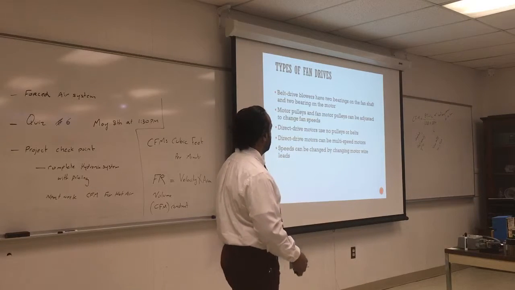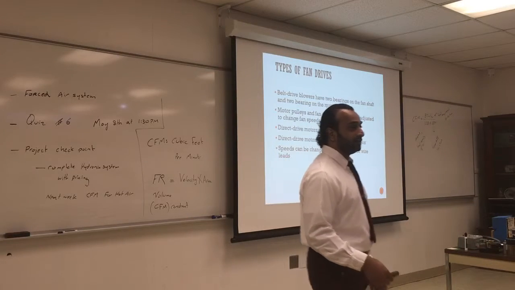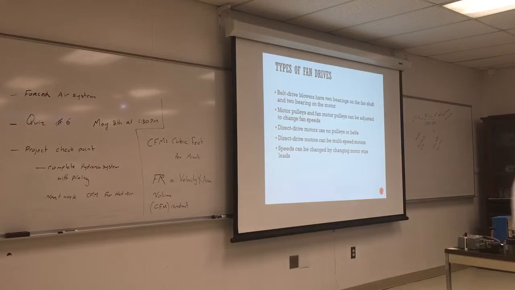Speed can be changed by changing the motor wire leads. There are some variable speed motors now where you can change it high and low, and sometimes you have 3 settings. That's why you have more than one wire: low, medium, and high. If you look in here, we have 3 speeds for the motor, and you have control for the fan.